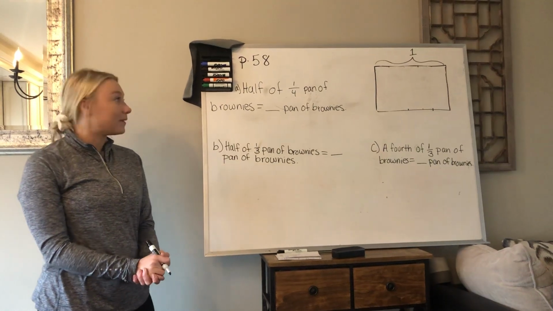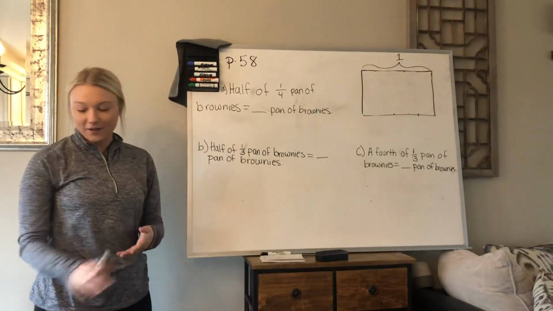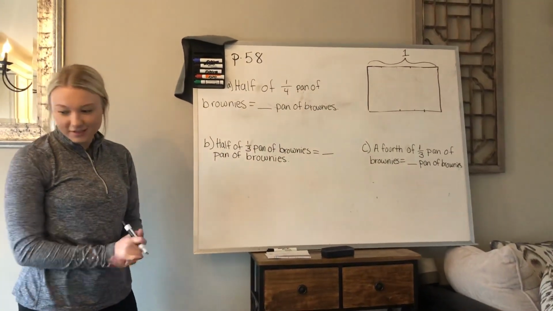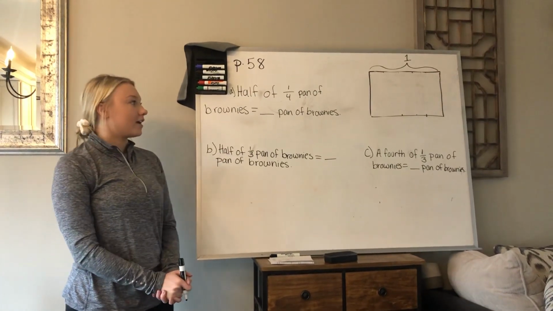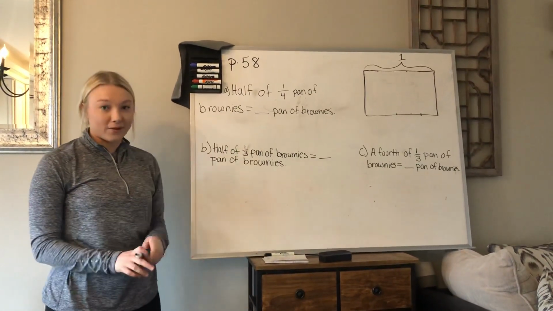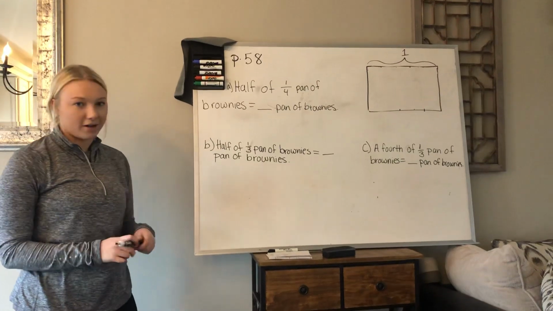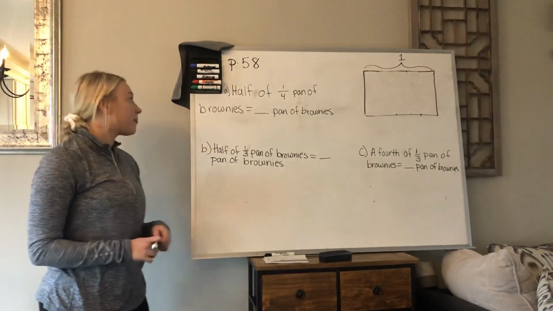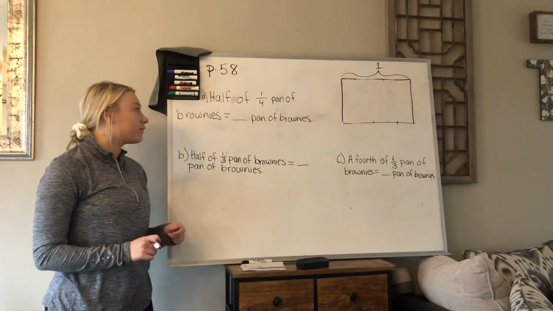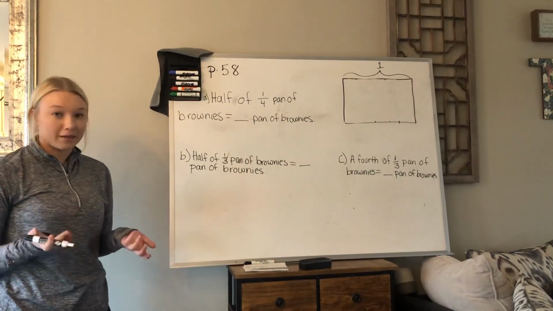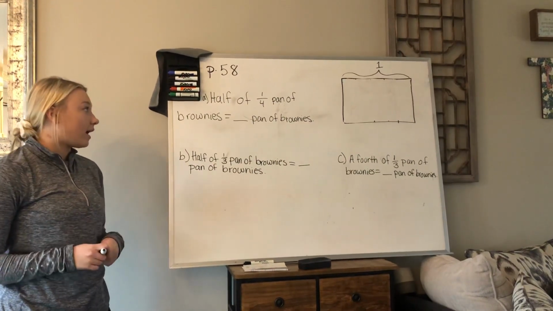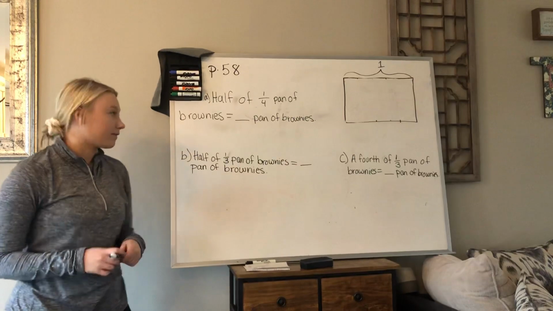All right, so we are on page 58 now. We're on a new thing of fractions, a new lesson of fractions. And they did this first problem A for you in the book, but I'm going to go through it just so you guys know what's going on. So they say half of 1/4 pan of brownies equals blank pan of brownies. So we want to find how much is half of 1/4 of the pan.